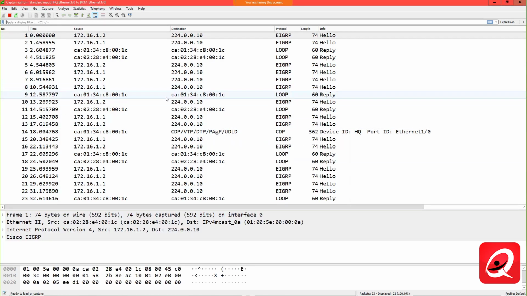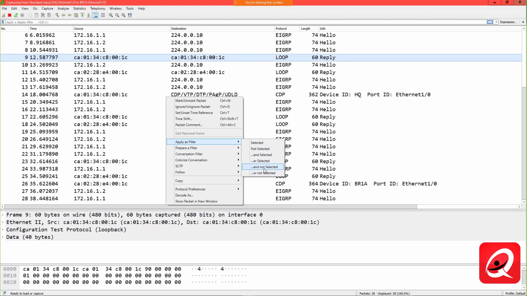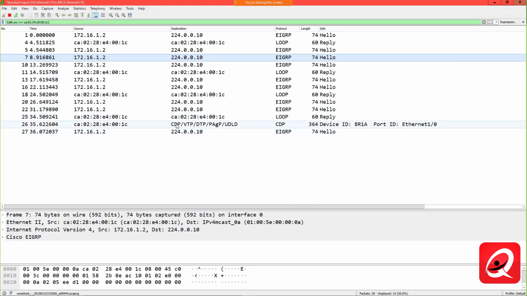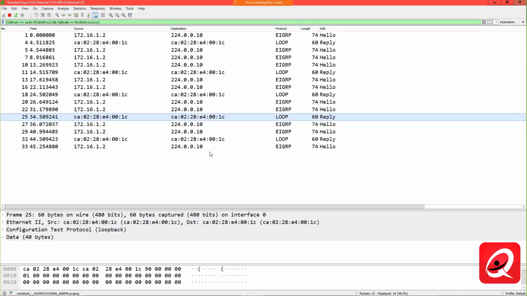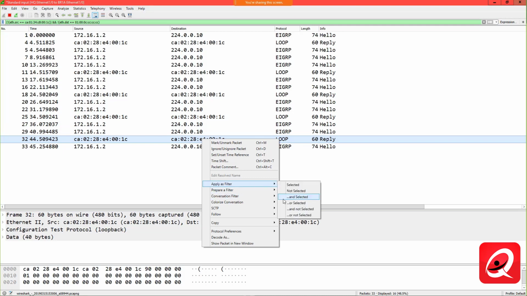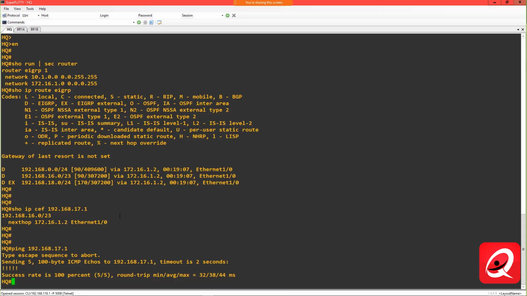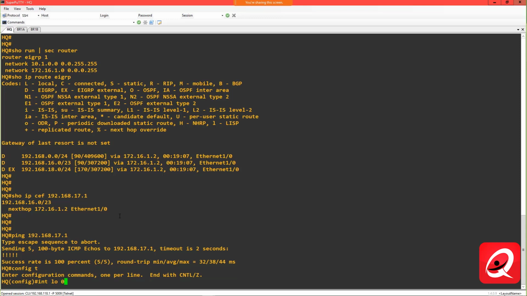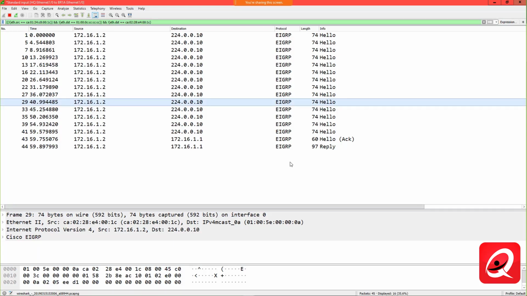All right, so let's go ahead and filter out not selected, and let's get rid of our CDP, and let's get rid of apply filter and not selected. So we're just seeing our EIGRP messages. So there's our hellos going back and forth. If I go into my HQ router, config T, interface loopback 0 and shut it down, I should see in my Wireshark capture a query should be sent.